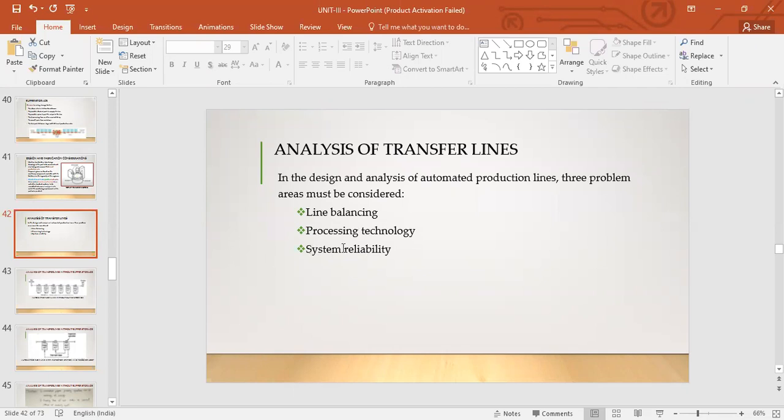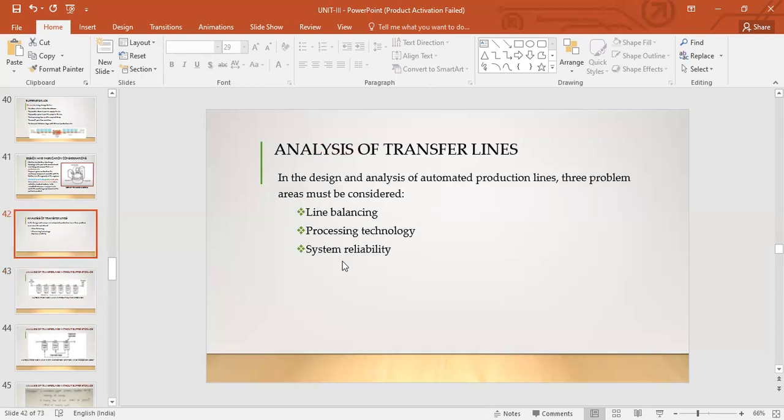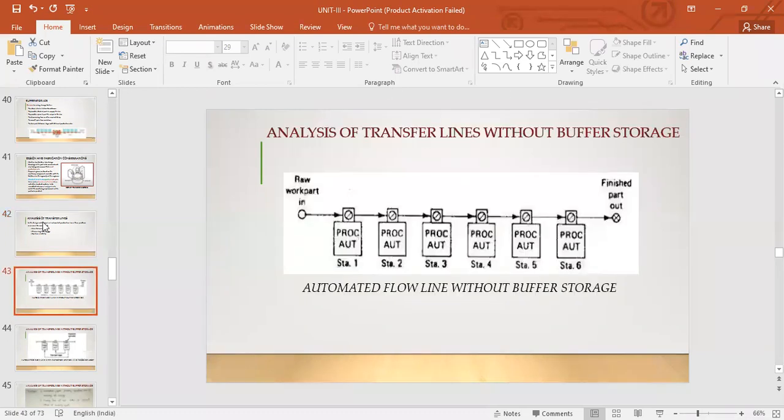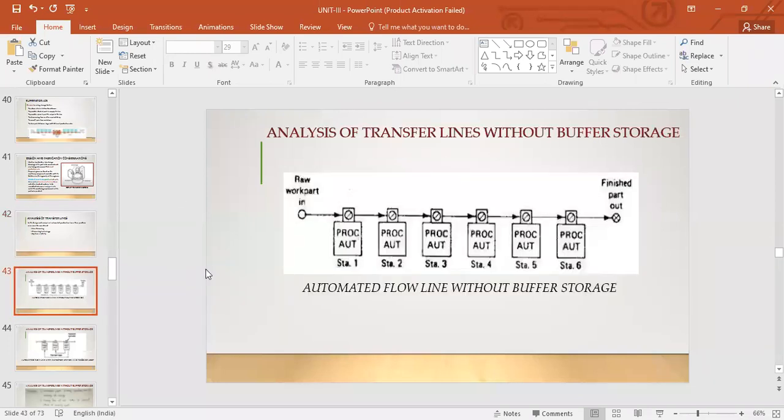So you have to consider this problem area, okay, just to have smooth production, isn't it? All of these will ensure smooth production itself. So the third area is system reliability, which is what we will address. This is clear, right? The three problem areas. So the last one is your system reliability. That is what we are considering.